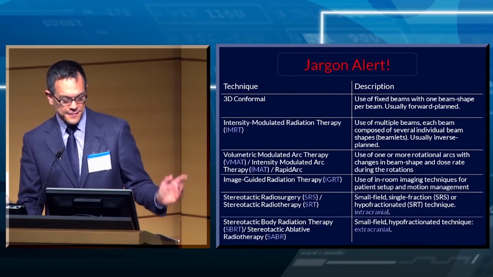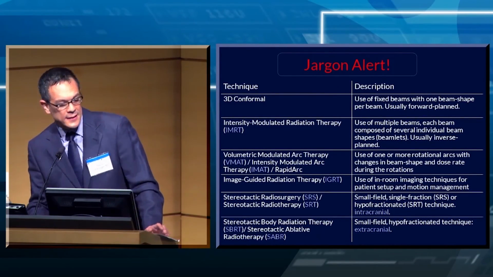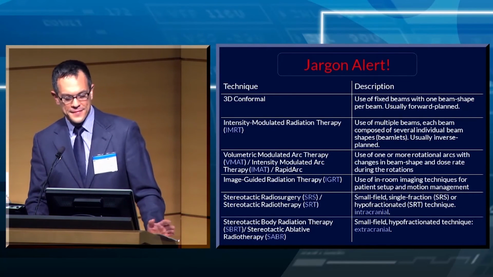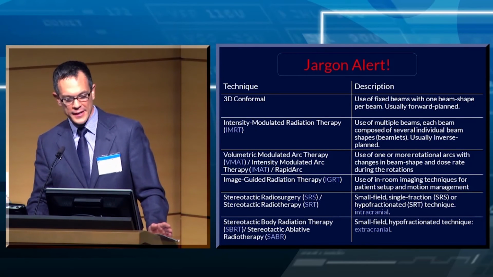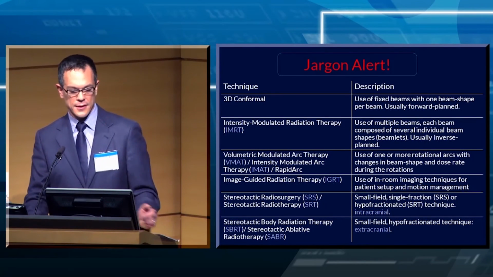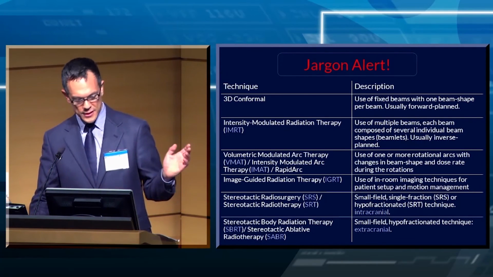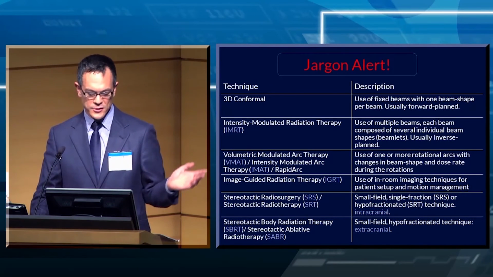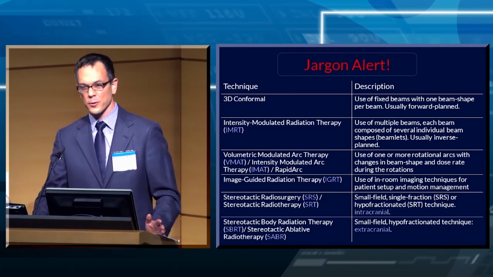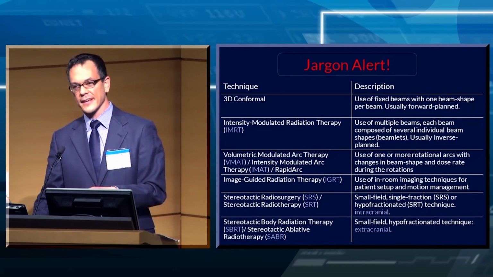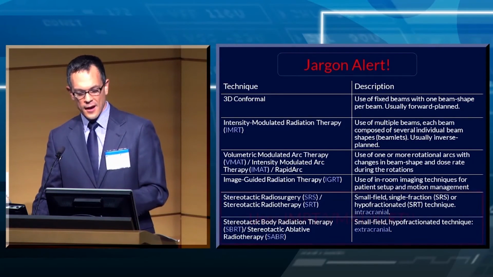So before I leave the treatment planning, physics-y part of the talk, I just want to talk about the terms that get thrown around in radiation oncology. So you're going to hear things like 3D conformal and IMRT and VMAT and IMAT and IGRT and SRS and SRT and SBRT and SABR. There's all these terms, and they can get pretty confusing.